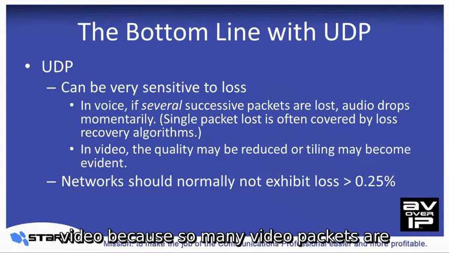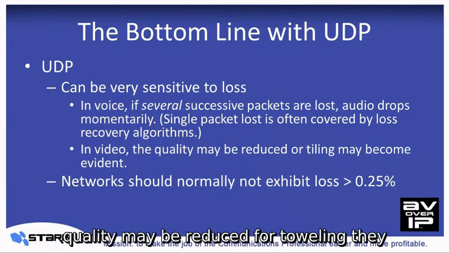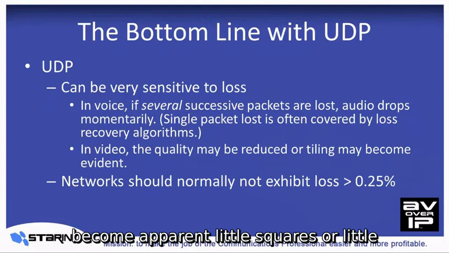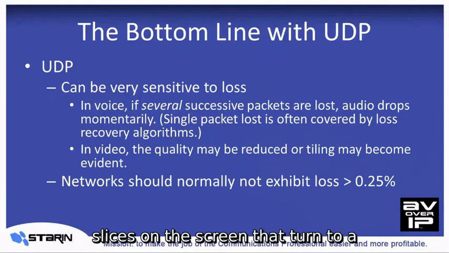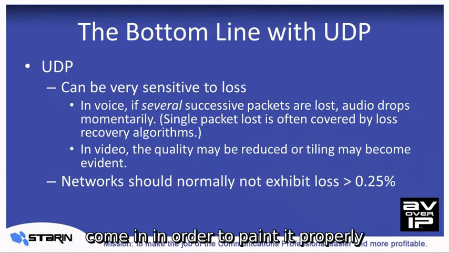But in video, because so many video packets are necessary to paint a single frame, the quality may be reduced or tiling may become apparent. Little squares or little slices on the screen that turn to a different color because the data didn't come in order to paint it properly.